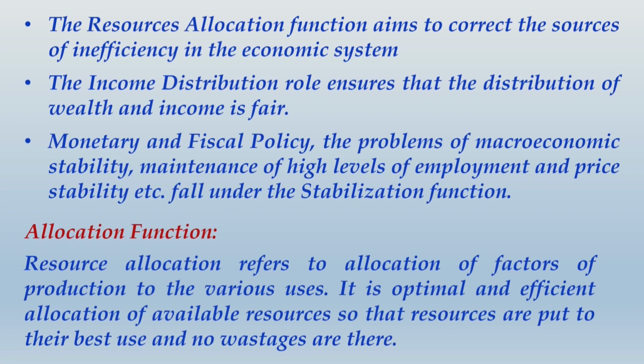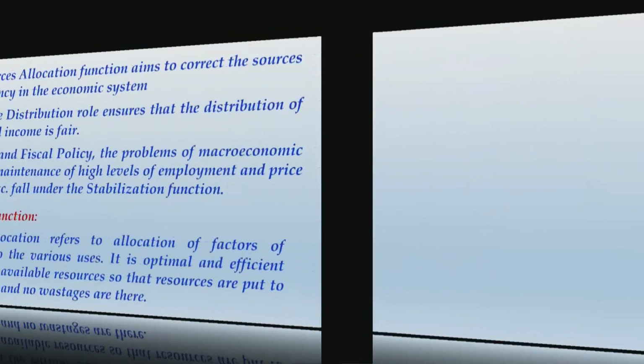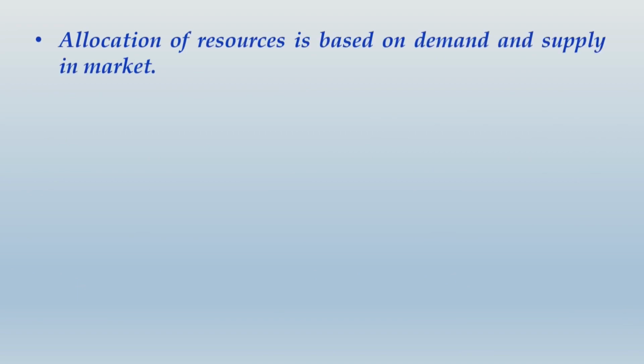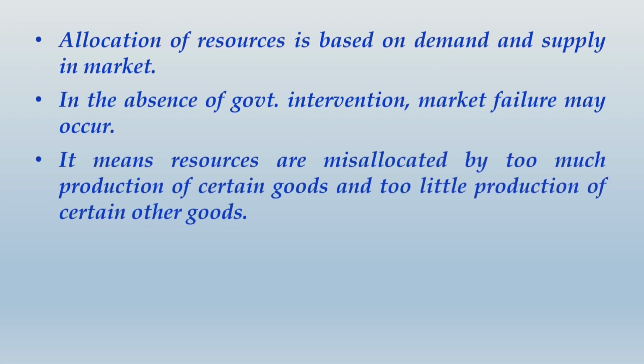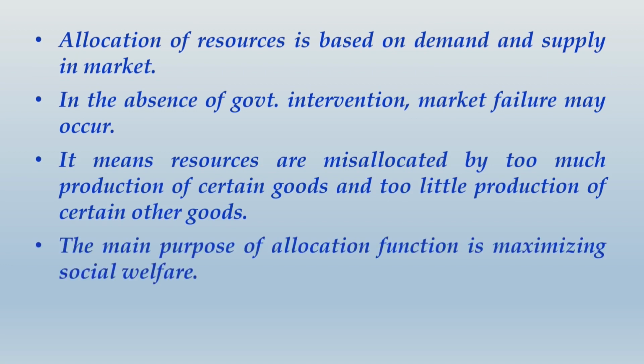Alright friends, once you have finished writing this much, let us move ahead and continue writing further. Allocation of resources is based on demand and supply in the market. In absence of government intervention, market failure may occur. It means resources are misallocated by too much production of certain goods and too little production of certain other goods. The main purpose of the allocation function is maximizing social welfare. So please write up this much and then I take you ahead.